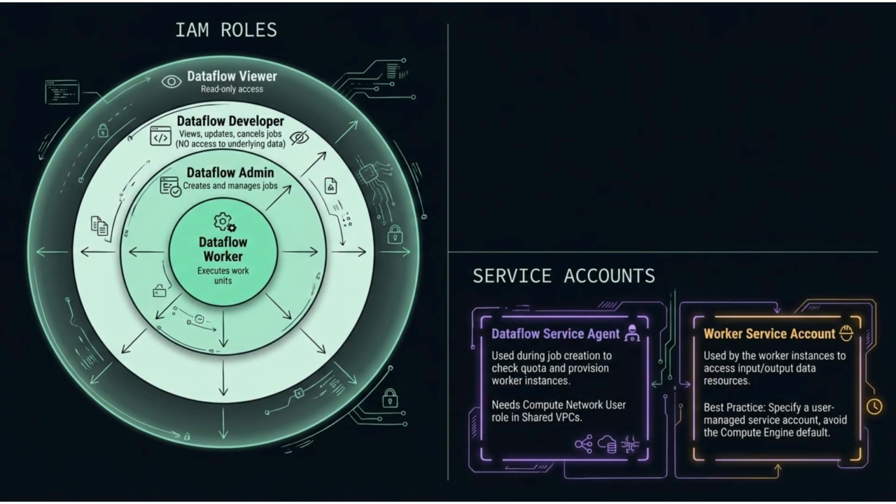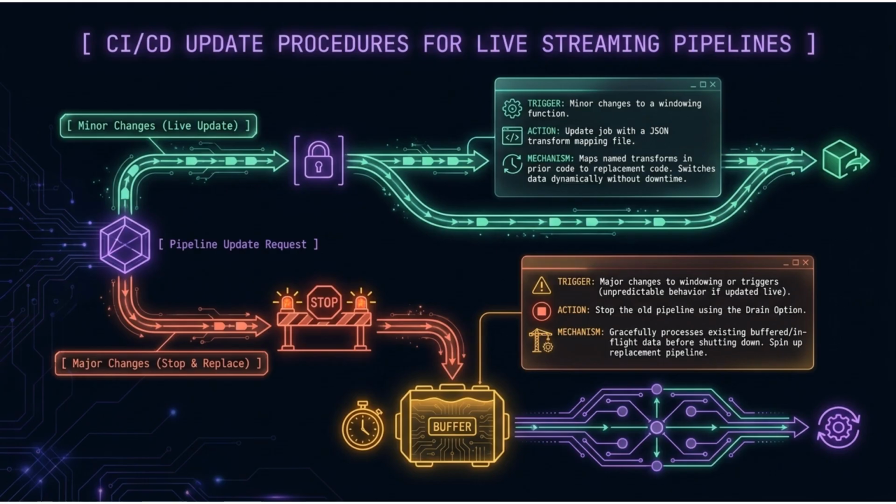IAM roles define user access, from Dataflow Viewer to Dataflow Developer and Admin. Service accounts, like the Dataflow Service Agent and Worker Service Account, are used for job creation and data access. CI/CD procedures for live streaming pipelines allow for minor changes using a live update mechanism, switching data dynamically without downtime. Major changes require a stop-and-replace action, using the drain option for graceful processing of in-flight data.